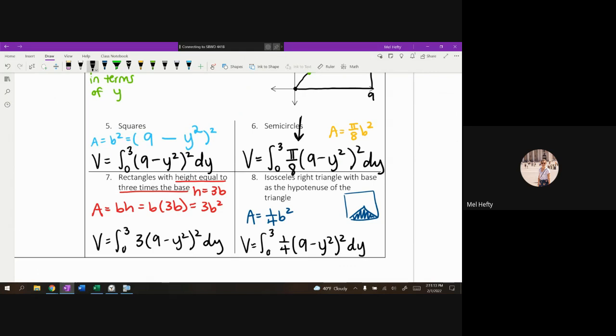It wouldn't necessarily have to be. That's a really good question. So let's say in number 7, instead of saying height equal to 3 times the base, I could just say height always equal to 3. So you could have just base times 3. It'd be a weird shape because it would just be a constant height, but it is a possibility.